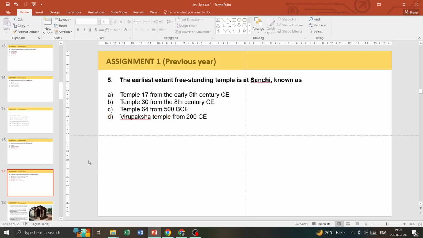5. The earliest extant freestanding temple is at Sanchi, and what is it known as? So it's called Temple 17. It has been found to be one of the oldest existing temples in India. It represents one of the earliest known temples of India and a primordial form of great Hindu temples. So yeah, the answer was Temple 17.